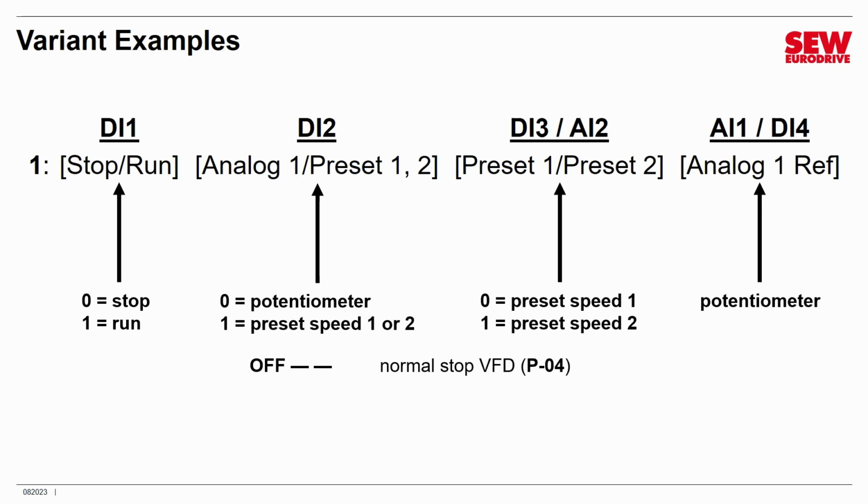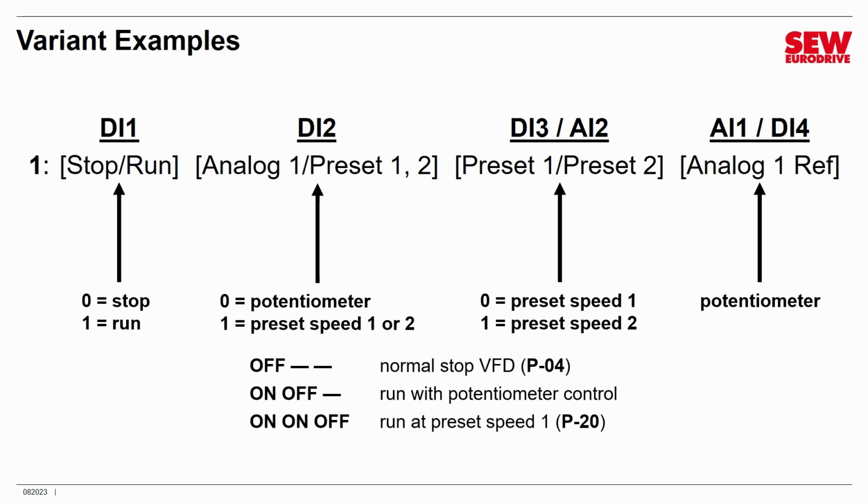So if the first switch is off, the VFD stops. It doesn't matter what the others are set to. You'll get a normal stop. If you turn the first switch on, the second switch off, you'll be in potentiometer control mode. It doesn't matter what the third switch is in. You'll be able to get fine speed control between 0 and maximum. If you turn the second switch on and the third switch off, you'll run at preset speed number 1, which comes from parameter 20. And if you turn that third switch on, you'll get the second preset from parameter 21. So this gives you fine control in 2 different speeds, but notice you don't have direction control.